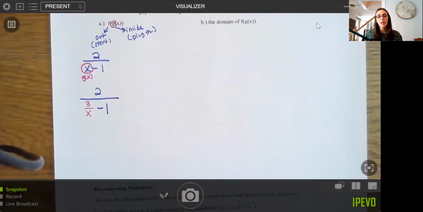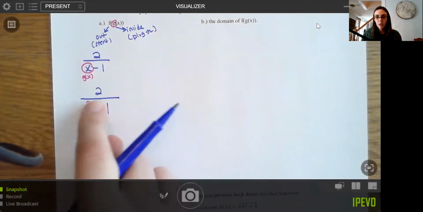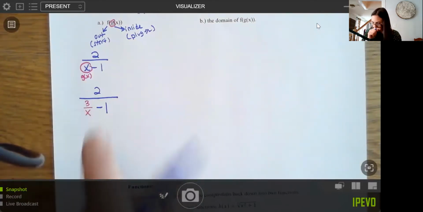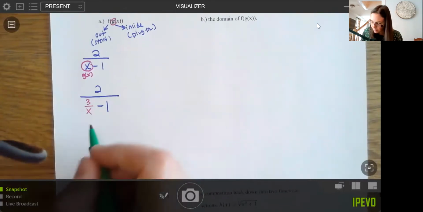Now I have to simplify. This one's kind of hard to simplify if you haven't seen this before when you have rationals like this. So what you're going to do first is you need to combine the denominators into 1. So we need to do some common denominator work there. So I'm going to do that off to the side first.